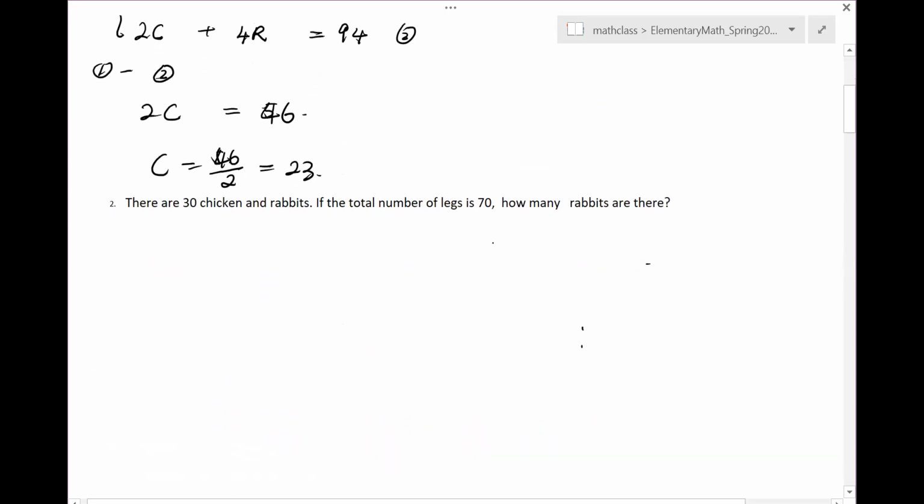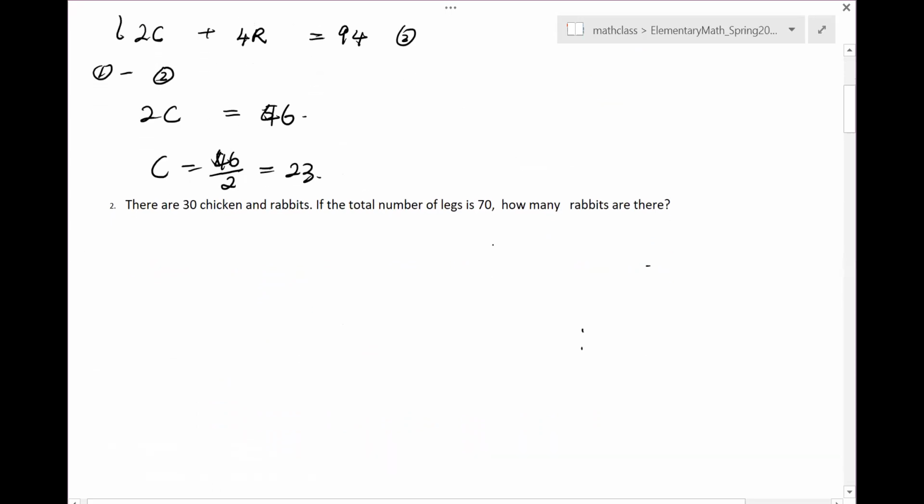The second problem. So there are 30 chickens and rabbits. If the total number of legs is 70, how many rabbits are there? We can use these two methods to solve the problem. I hope you can do that. So here, number of chickens, number of rabbits, number of legs.